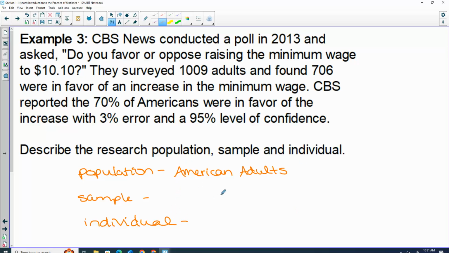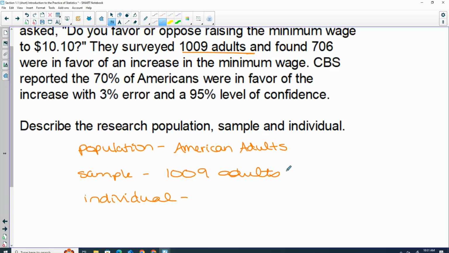The sample. Obviously, I can't talk to every American adult. So what was my sample? 1,009 adults we talked to. Okay, what would an individual be? I don't have this specific, but what is an individual? Yeah, just one person surveyed or one adult. I don't have a list of names or anything. If I did, I could pick a name, but just one of the people that we talked to would be an individual.